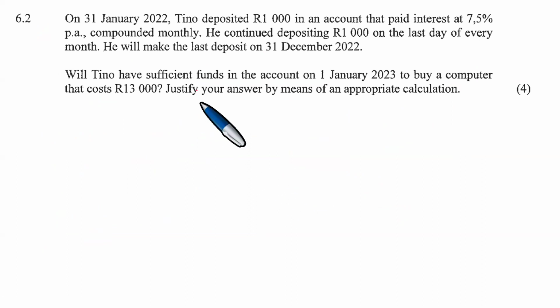Right, on 31 January 2022, Tino deposited 1,000 Rand in an account that paid interest at 7.5% per annum compounded monthly. He continued depositing 1,000 Rand on the last day of every month. He will make the last deposit on 31 December 2022. Will Tino have sufficient funds in the account on 1 January 2023 to buy a computer that costs 13,000 Rand? Justify your answer by means of an appropriate calculation.